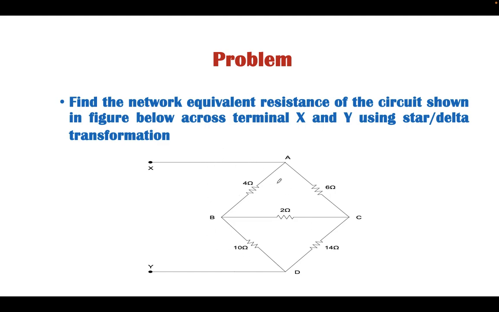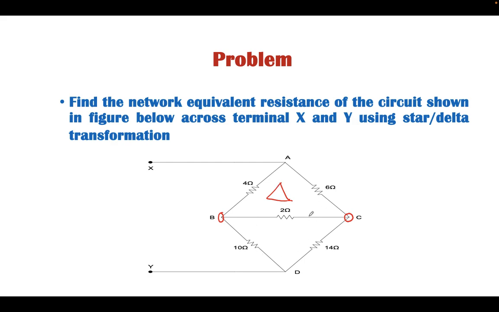In this network, this is a delta. However, this point is creating a star, and this point is also creating a star. Star and delta are always created by three elements, not two, and not more than three. Even fewer than three elements or more than three elements cannot create a star or delta. Only when we have exactly three elements is a star and delta possible.